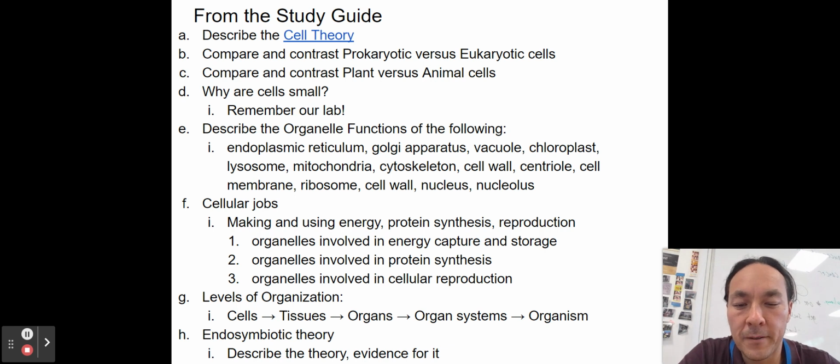We looked at and used cellsalive.com to go over the functions of various organelles in the cell. Just like in biochemistry, we say that the structure of an organelle leads to its function. We went over a couple of jobs that cells have. The first one being energy capture and storage and use. The second big job being making proteins. And the third big job making new cells. We then used the Learn Genetics Utah website to check out how cells can combine together to make tissues. Tissues can make organs. Organs can make organ systems, and they can make an organism. And last but not least, we did the endosymbiotic theory.